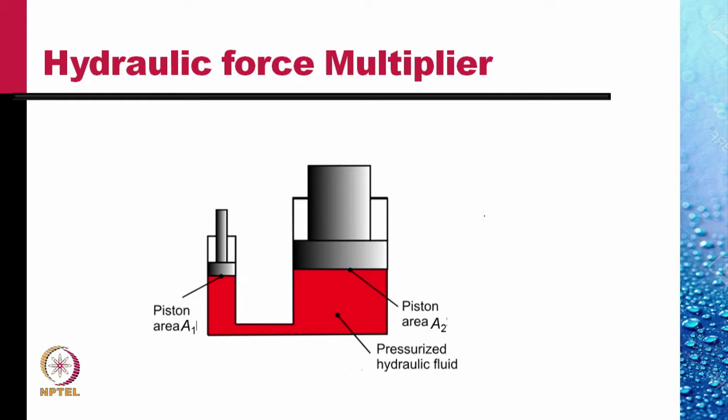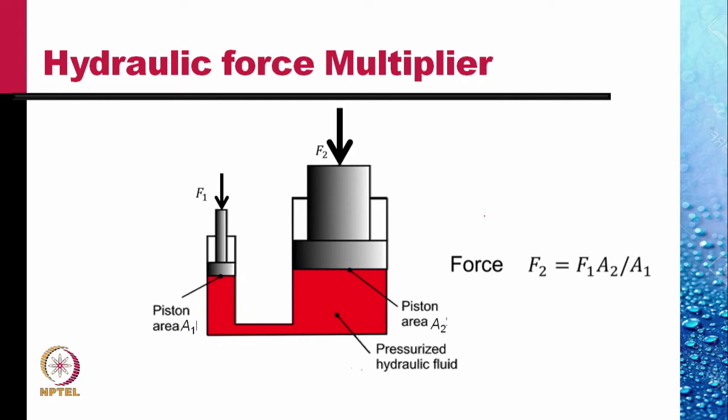If we apply additional force F1 on this piston, this will create an additional pressure F1 by A1 in the fluid. This additional pressure would be transmitted everywhere within the fluid. So this same additional pressure F1 over A1 would appear at all points, even at the face of the second piston.